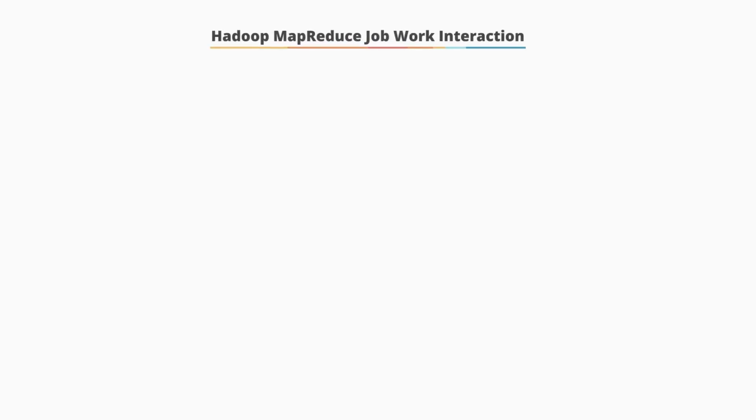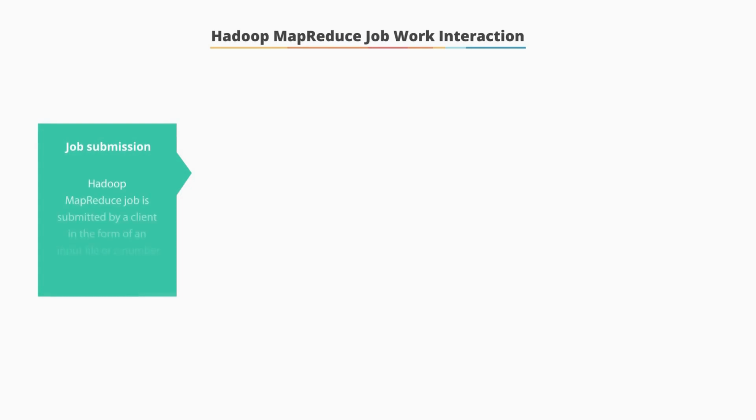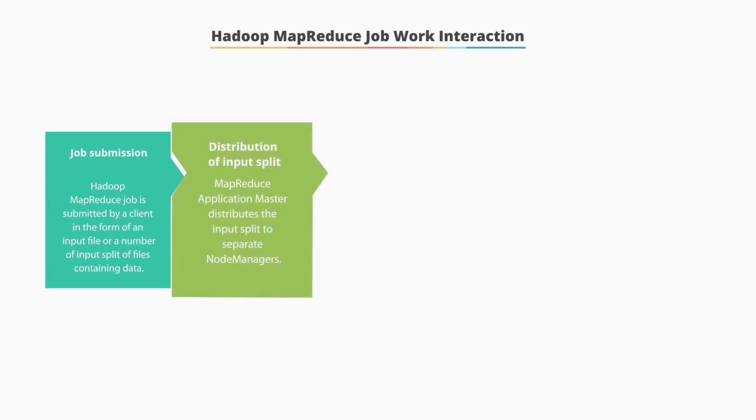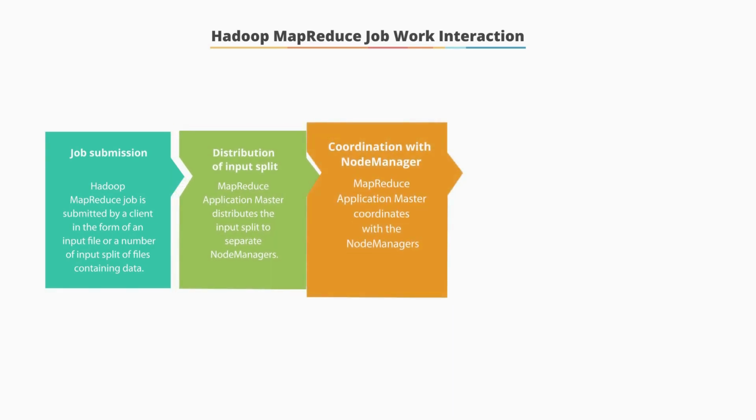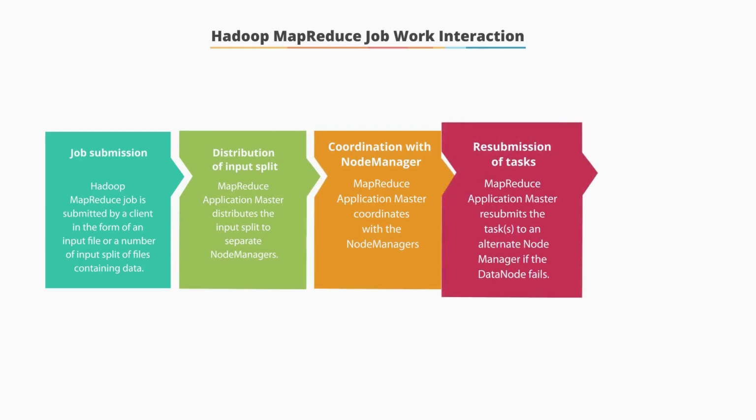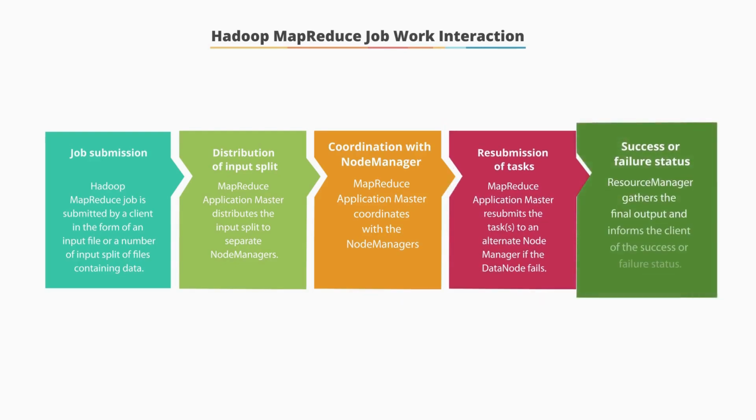The Hadoop MapReduce job work interaction. Initially, a Hadoop MapReduce job is submitted by a client in the form of an input file or a number of input splits of files, each containing data. The MapReduce application master will then distribute the input split to separate node managers. The MapReduce application master then coordinates with those node managers. The MapReduce application master will now resubmit the task to an alternate node manager if that data node should fail. The resource manager gathers the final output and informs the client of success or failure status.